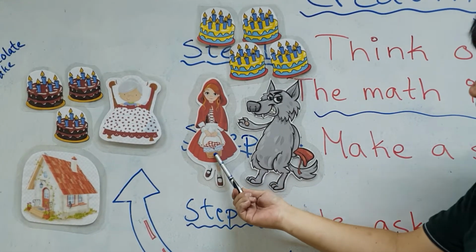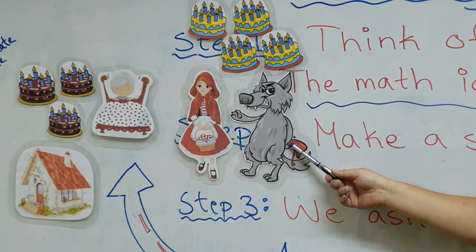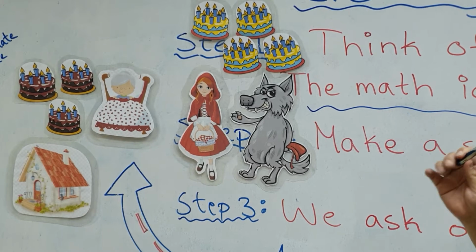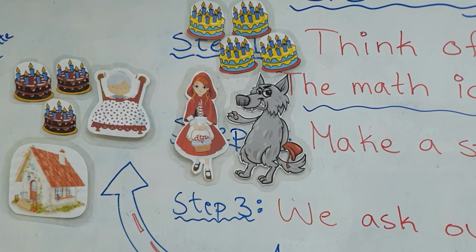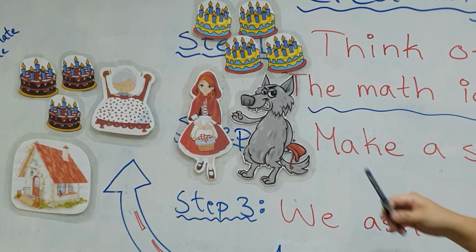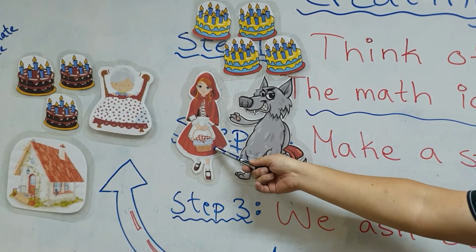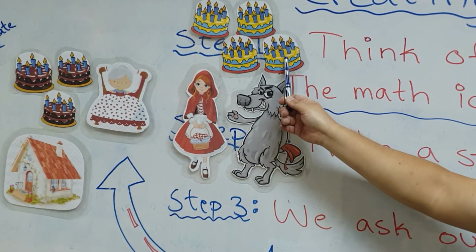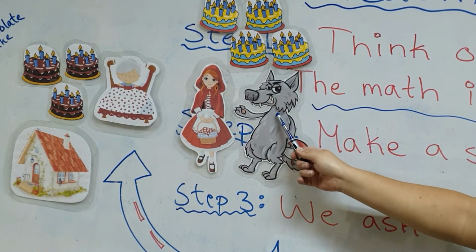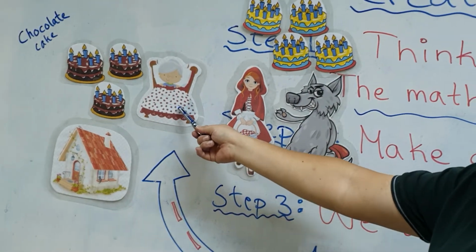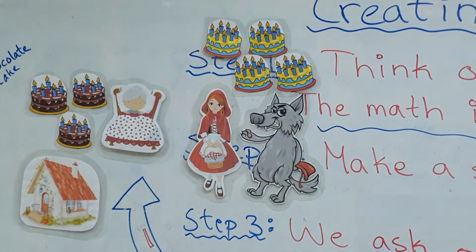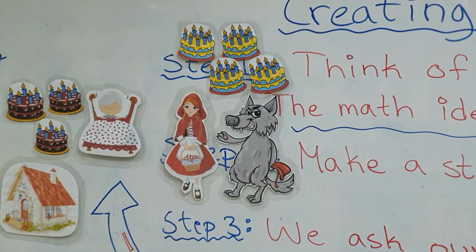"Let's eat them." But then the big bad wolf said, "Wait, stop. Before we eat them, let's count how many cakes we have all together. You, Red Riding Hood, you brought 4 cheesecakes. 1, 2, 3, 4. And you, Grandma, you had baked 3 chocolate cakes. 1, 2, 3. So, how many do you have all together?